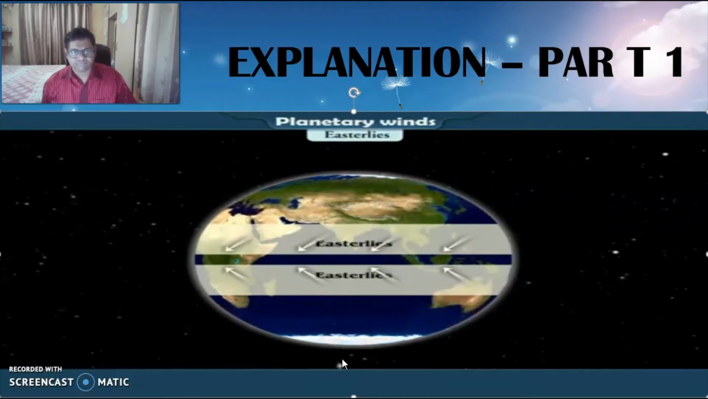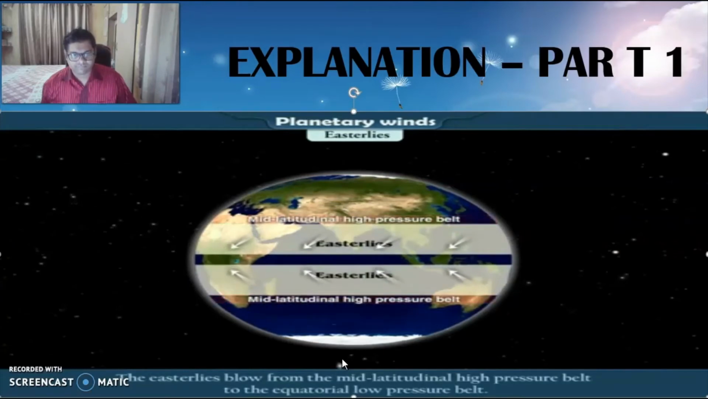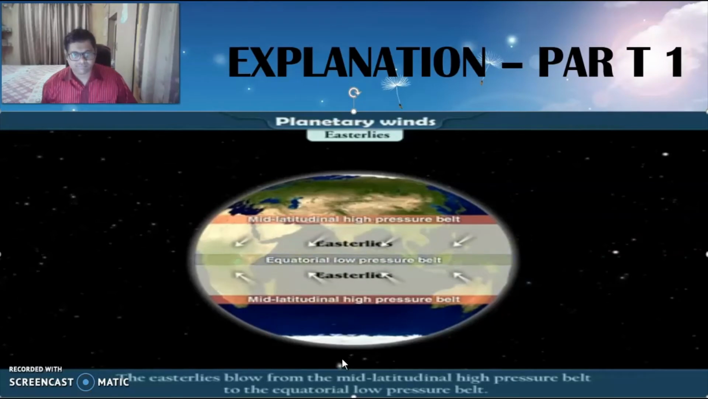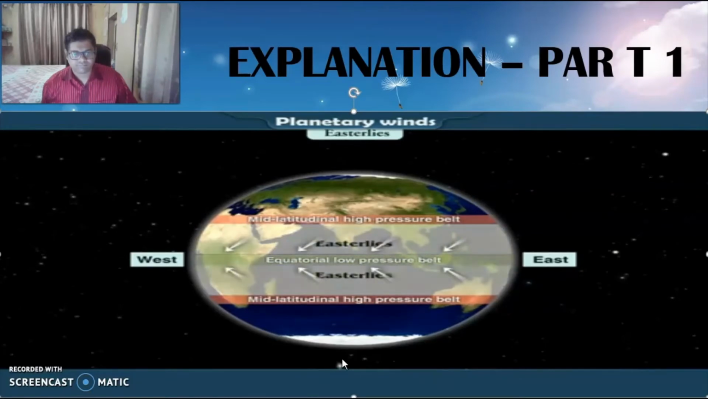A. Easterlies. The easterlies blow from the mid-latitudinal high-pressure belt to the equatorial low-pressure belt. They generally blow from east to west. That is why they are called the easterlies.